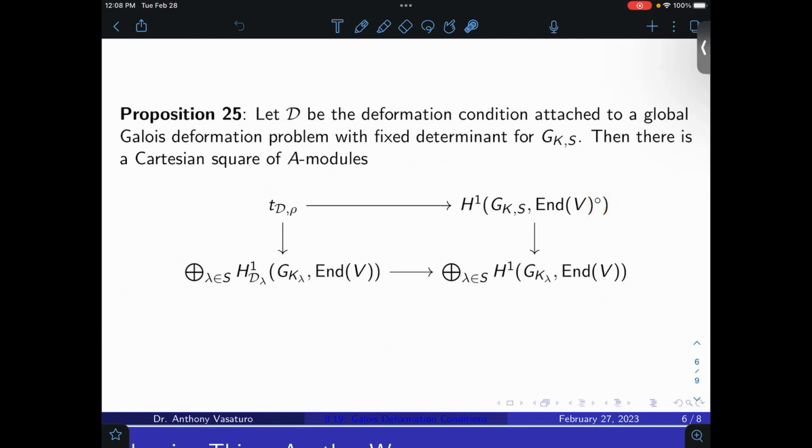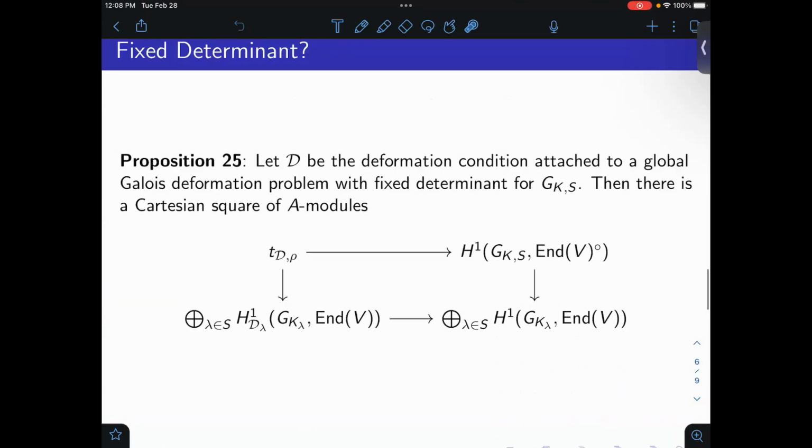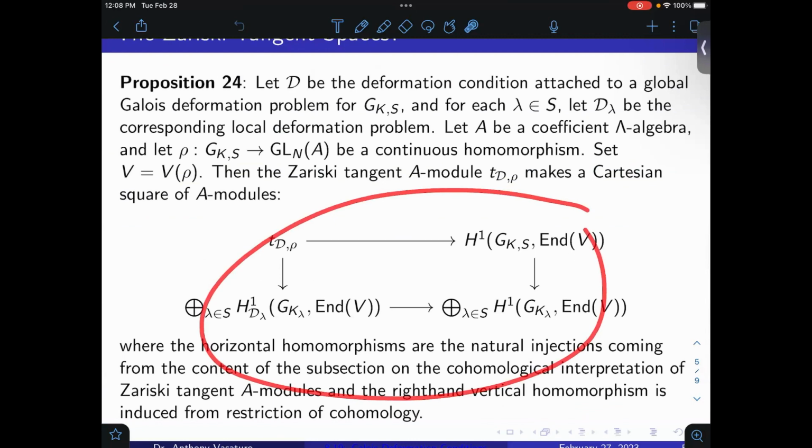So trace zero endomorphisms, because we've already shown in a previous video that that's the cohomology you want to consider when you're working with deformation problems with fixed determinant. You want to look at trace zero endomorphisms when you're looking at cohomology there. So this is no big surprise either. Okay, in fact, the proof is just previous video stuff. Basically it's this plus previous video stuff.